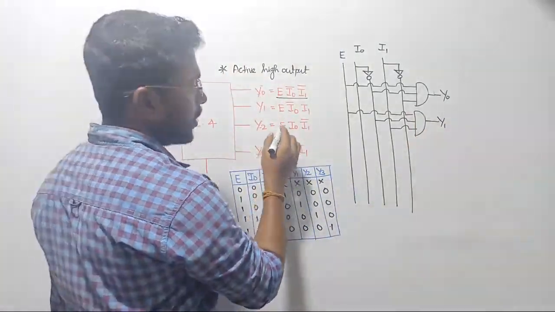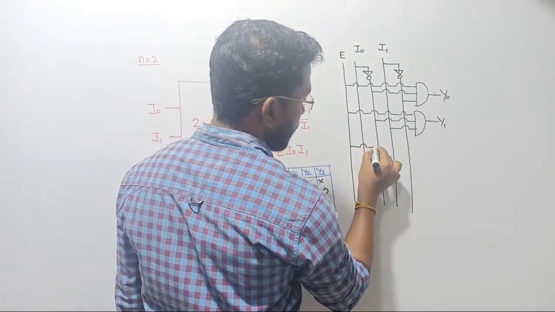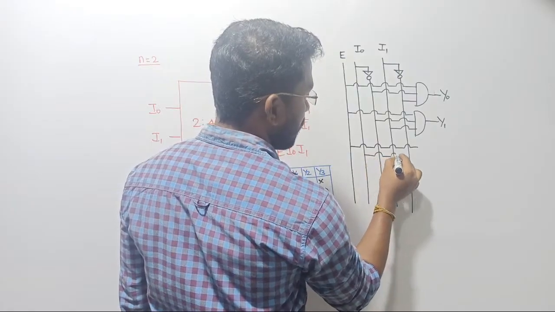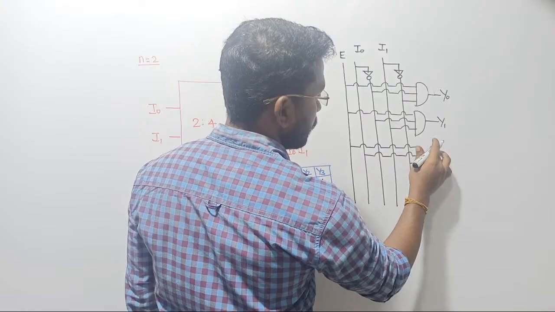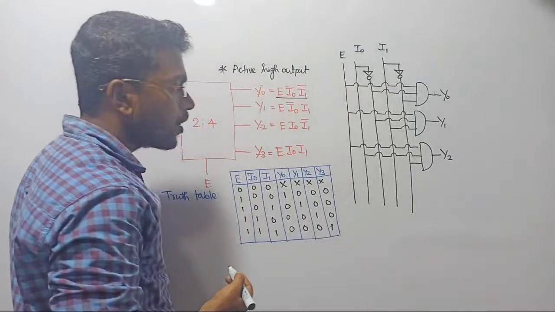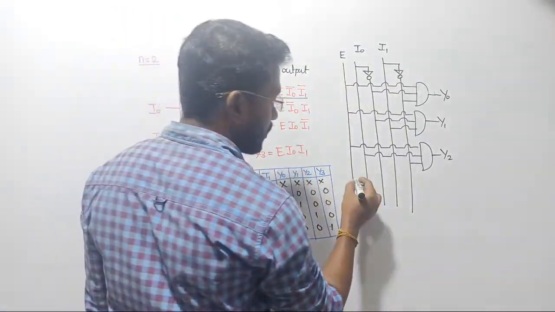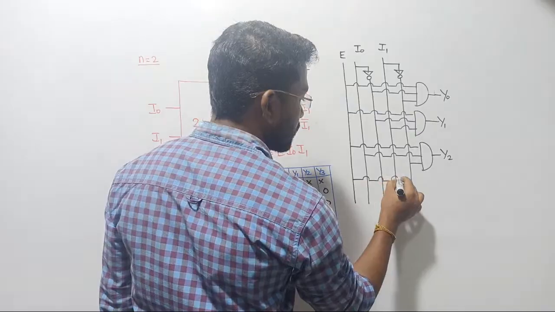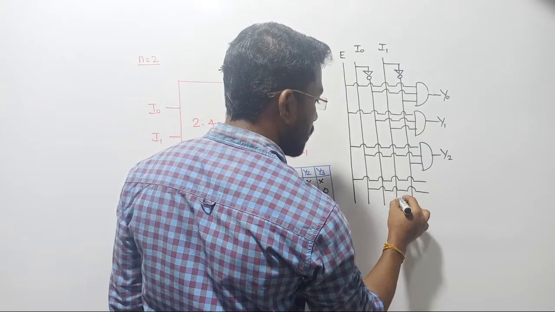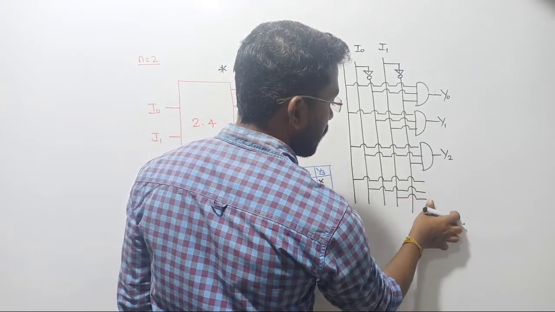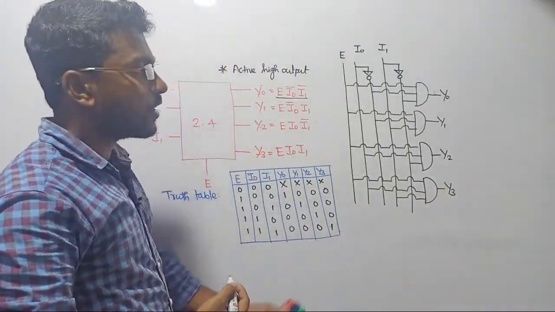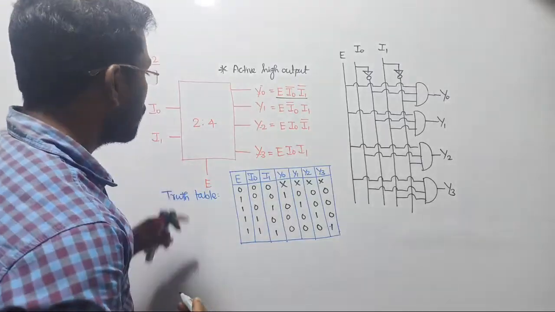Let's see the third one, E I0 I1 bar. So this is going to be E, and then for I0 we should take the line without complement, and for I1 bar we take the complemented line. Let me join them together, such that this is going to be Y2. Now finally we are going to consider all inputs being 1. This is the enable pin, and this is going to be 1, and this is also going to be 1, such that you are going to get Y3. I hope things are very clear to you all. That is how we do the implementation for the 2x4 decoder.